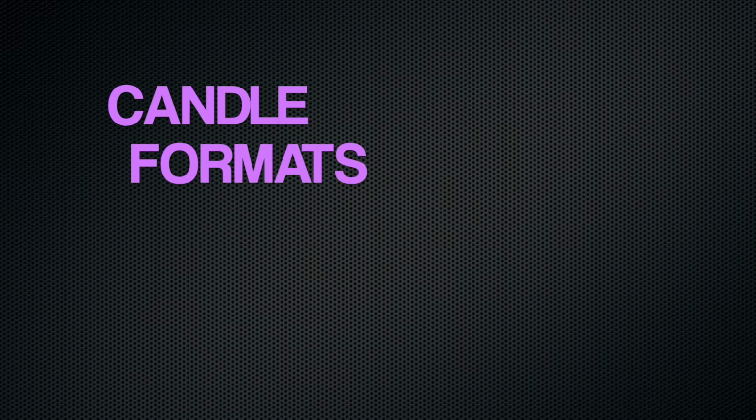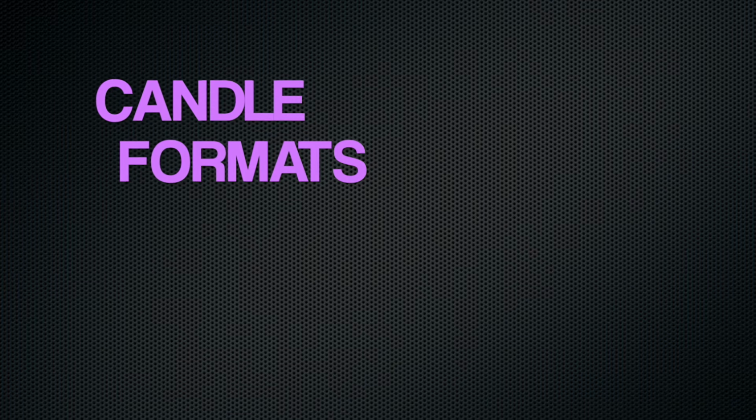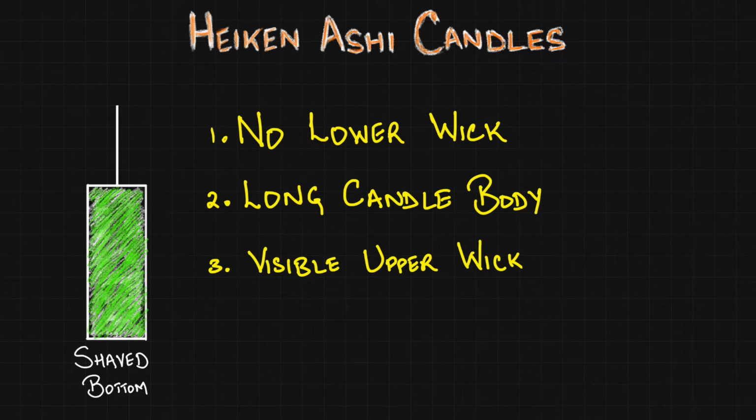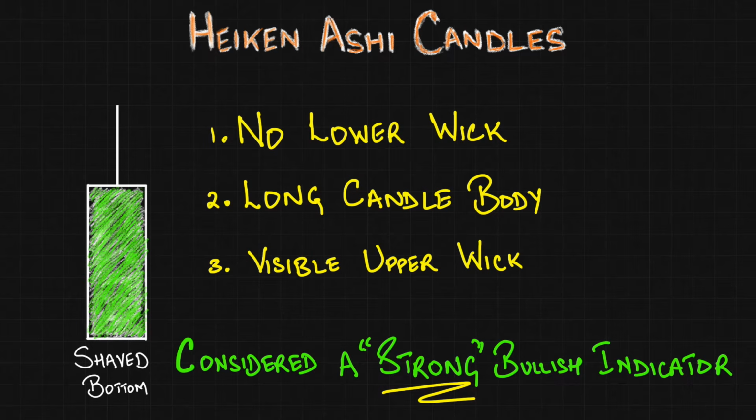Unlike candle charts, Heiken Ashi charts do not have a long range of candle patterns. The most important one is a bullish candle known as shaved bottom. This candle is characterized by a long candle body with no lower wick and a clear upper wick. This pattern is considered to be a strong bullish indicator as it shows that the price never dipped below the midpoint of the preceding candle. When such a candle appears, there is a high likelihood that the bullish pattern will continue for a few sessions.